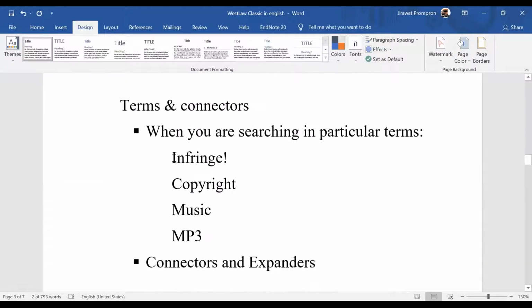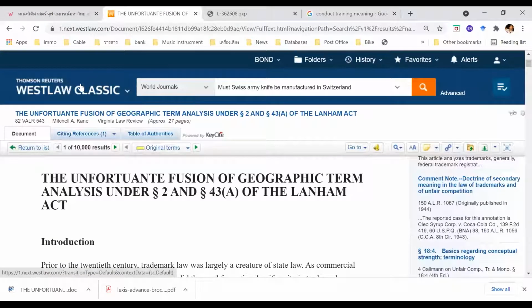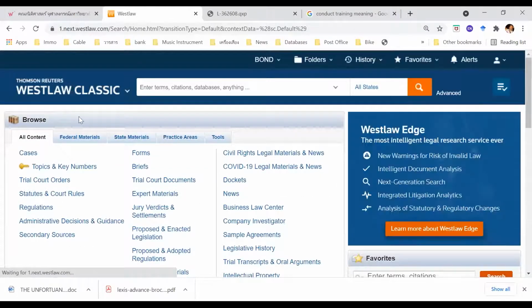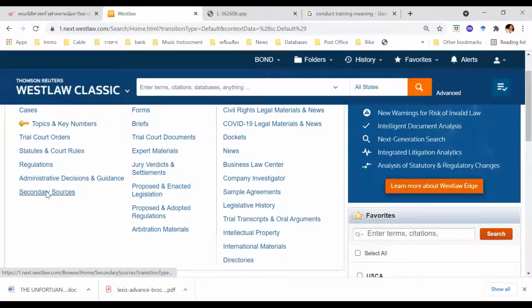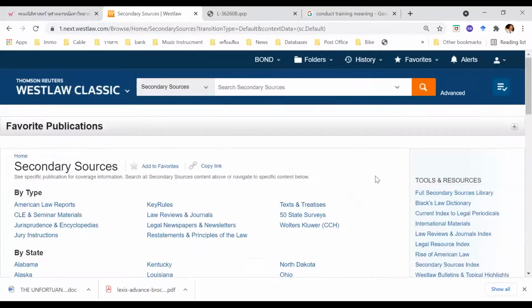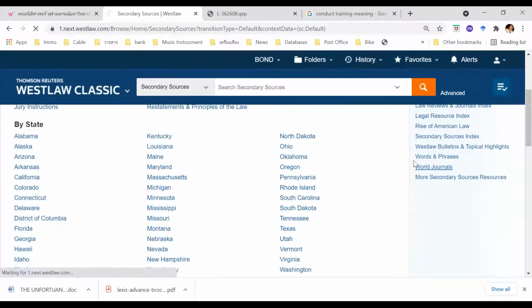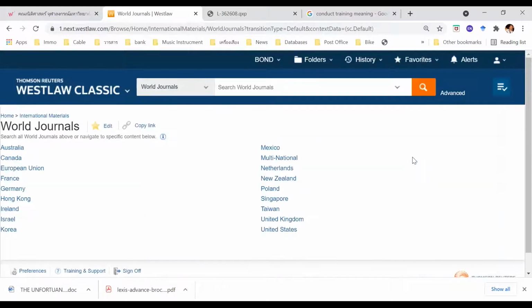So let's start typing. Back to the journal again. So back to Westlaw journals. Just repeat the step again. So I'm still in the journal again. Start with another search method we call term connector.